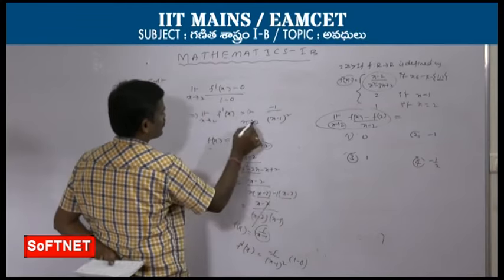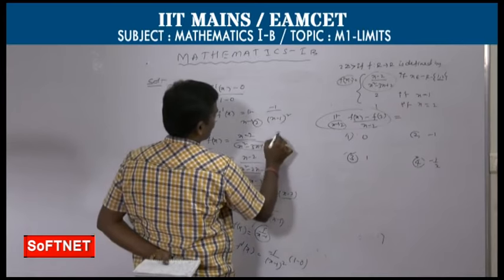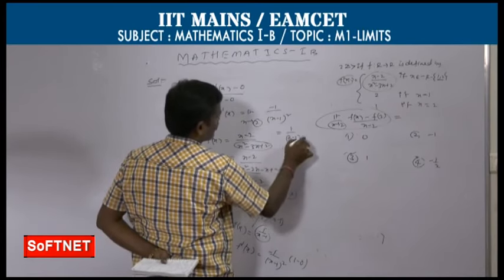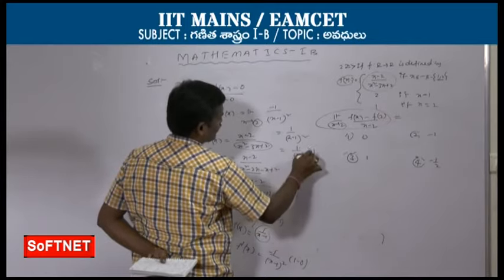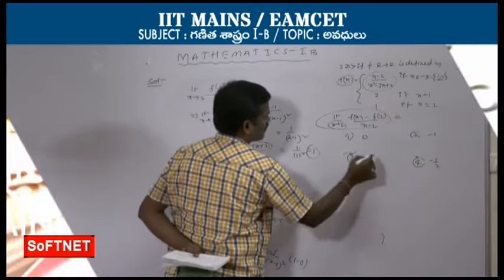So x approaches 2, substitute 2 here. So 1 by 2 minus 1 whole square. So it is nothing but what? 1 by 1 square, it is nothing but 1. So option 1, the third option is the correct answer.